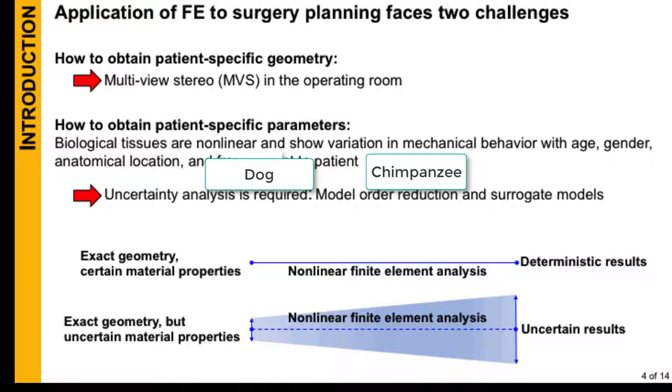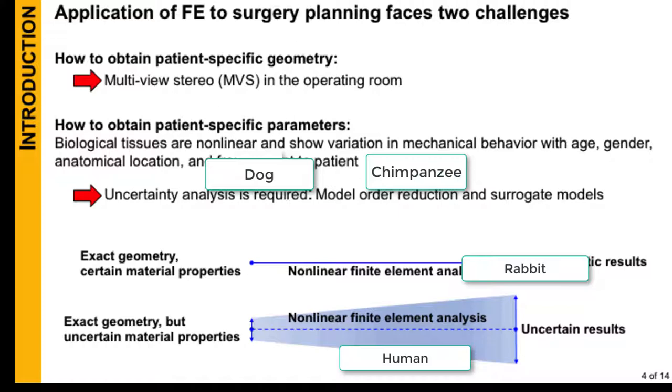And then the other challenge is what I was talking about, this uncertainty in the behavior of the different tissues among patient populations. And this is the illustration. If you have a deterministic set of geometry and material properties, you just solve the mechanical equilibrium problem, you will get a deterministic result. But if you have a little bit of uncertainty, then that gets amplified by the surgery, especially if you have a nonlinear model connecting the tissue mechanics.